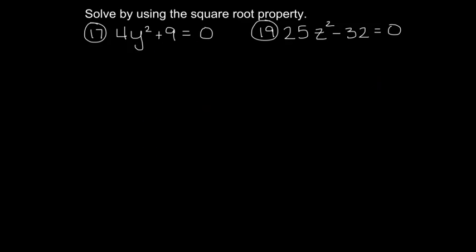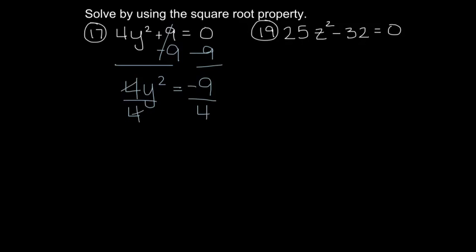For number 17, we still want to accomplish getting the y squared by itself, so I will subtract the 9 from both sides. My 9's cancel and I'm left with 4y squared equals negative 9. This time I have to divide both sides by 4. My 4's cancel and I'm left with y squared equals... Please leave your answer as an improper fraction. Leave it as negative 9/4. Don't change it to negative 2 1/4. Don't change it to negative 2.25.